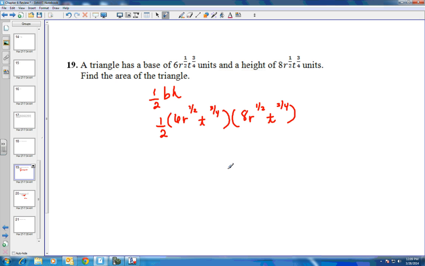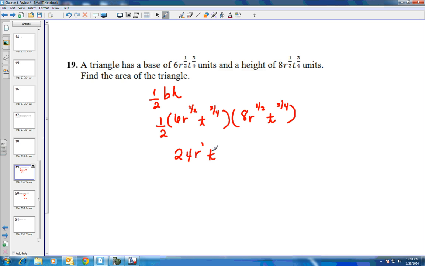So it looks kind of gross, but it's really not that bad. I'm going to multiply all of my numbers together, just my constants. So 1/2 times 6 is 3, and 3 times 8, 24. So now let's do our r's. Now I have r to the 1/2 times r to the 1/2. So I keep my base and we add our exponents. So 1/2 plus 1/2, 1. So that's r to the first.